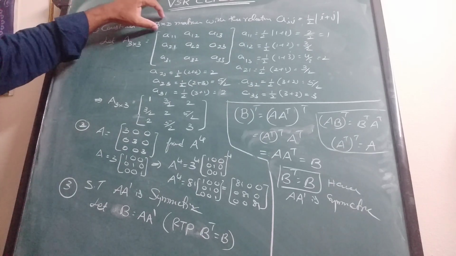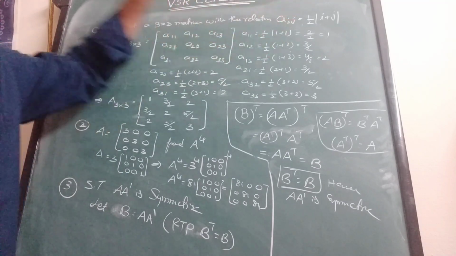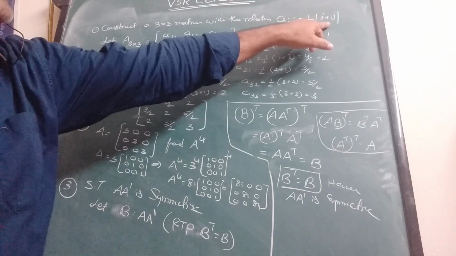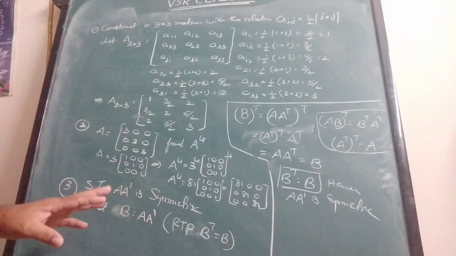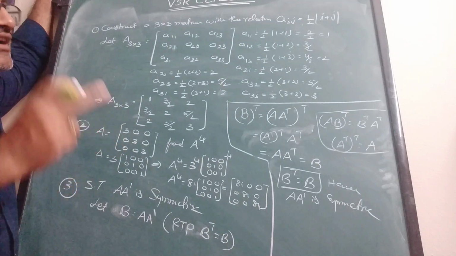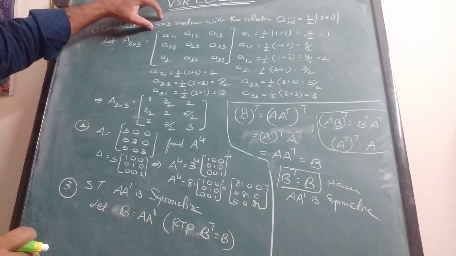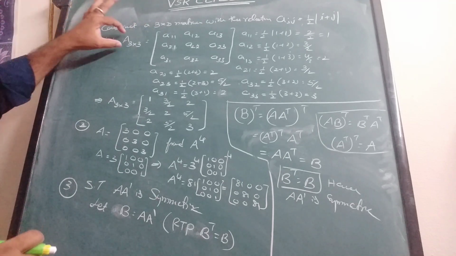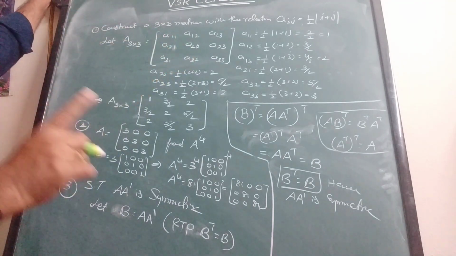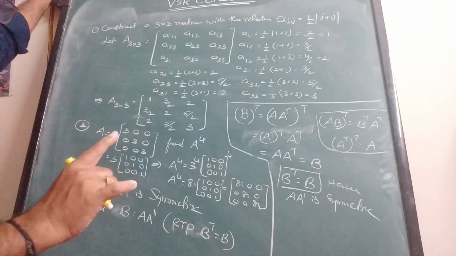Construct a 3 cross 3 matrix with the relation a_ij equals half of (i plus j). He has given this relation i plus j. What is i? The ith row and jth column. The i denotes the rows and j denotes the columns. Remember this one. We have to construct a 3 cross 3 matrix. Let the 3 cross 3 matrix be of this form. a11 means first row and first column, a12 first row and second column, a13 first row and third column.